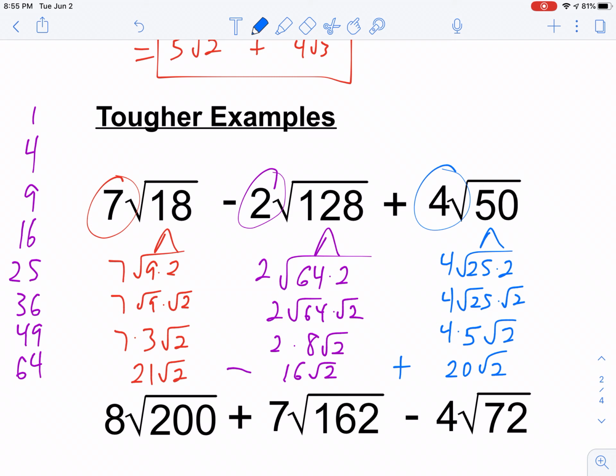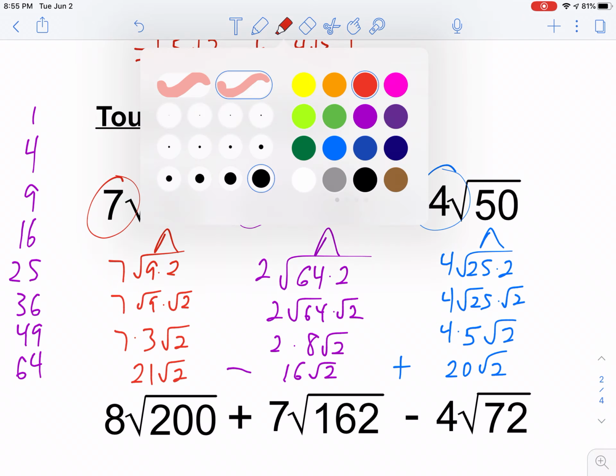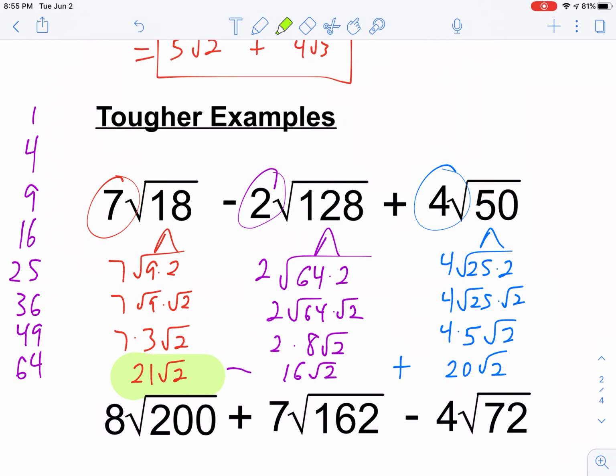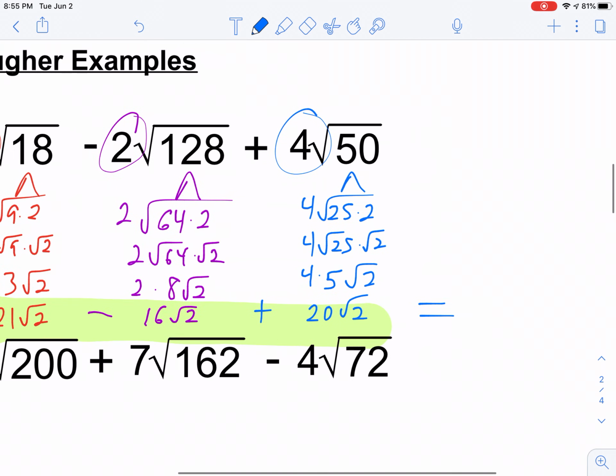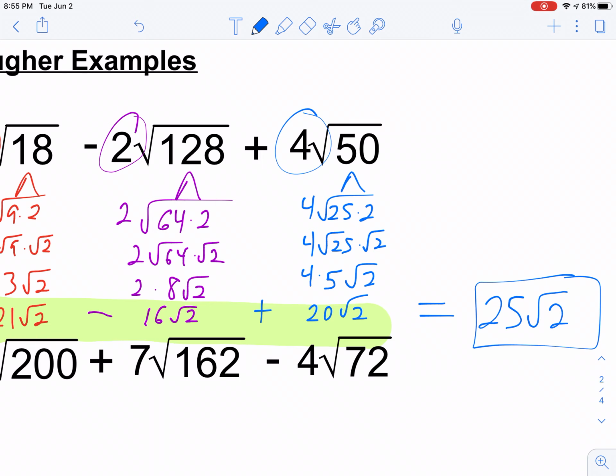Alright, so now look what we have. We're almost done. We have this. All root 2's now. 21 root 2 minus 16 root 2 plus 20 root 2. So combine all those numbers. So 21 minus 16 is 5 plus 20 would be 25 square roots of 2. And that's it. That's the answer.